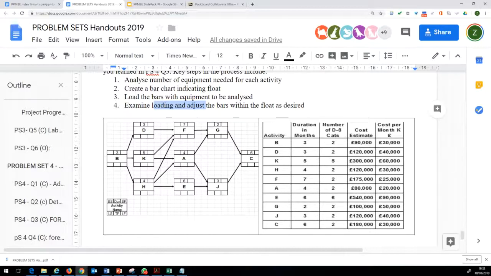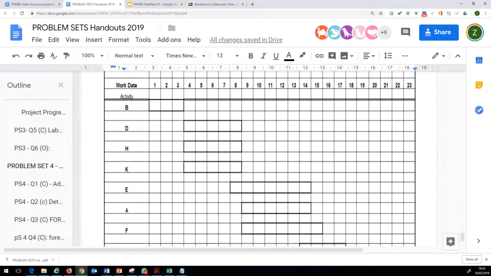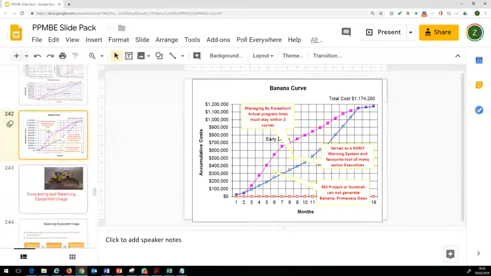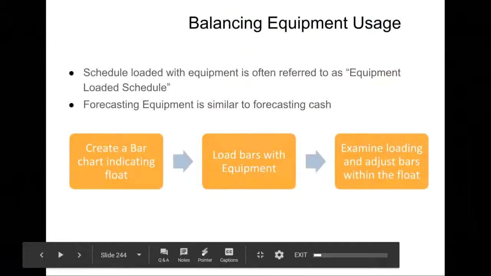As we are not dealing with costs here, we do not consider the data in the right two columns. All we are interested in is the number of machinery. Now let's go through the presentation and read through some theory and how we will be tackling this problem. So, balancing equipment usage.